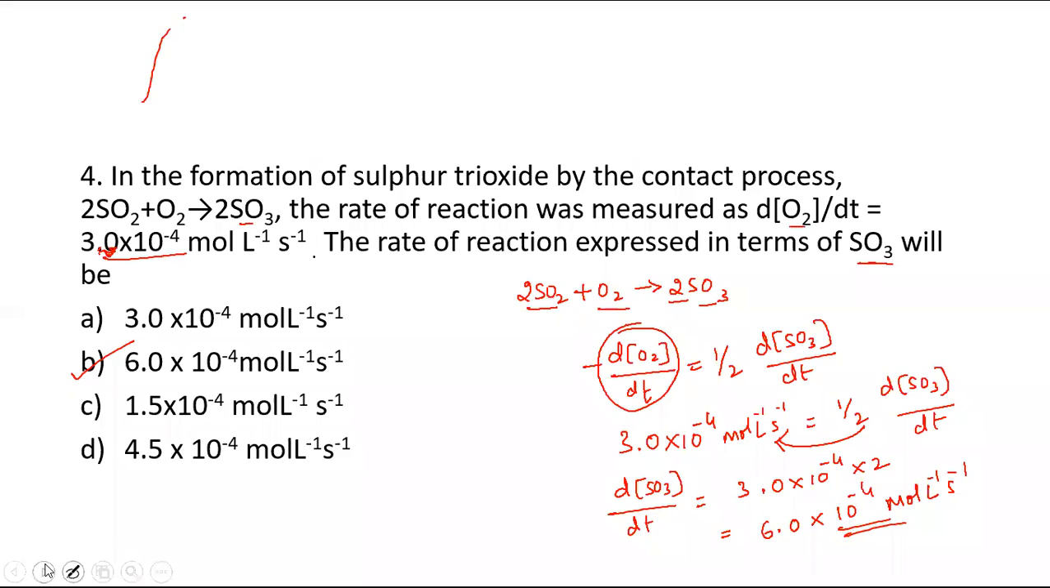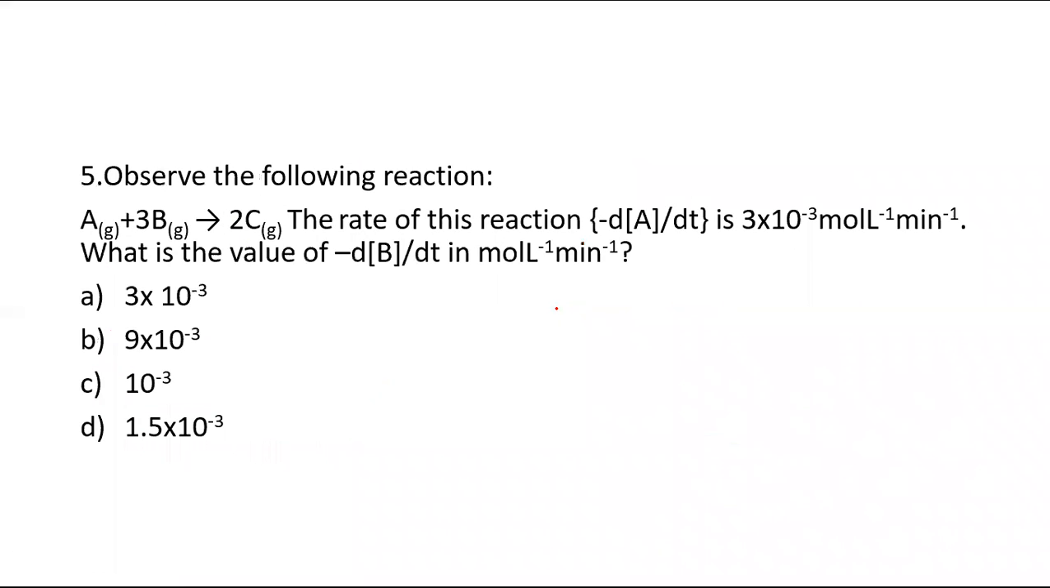Next, we'll see this. Observe the following reaction: A plus 3B gives rise to 2C. The rate of this reaction is minus dA by dt, the reactant value is given. What is the value of minus dB by dt in moles per liter per minute? Similar one. We have solved a similar question previously. One of the reactants' value is given, the rate of the reaction is given, and you have to find out the other reactant's rate.